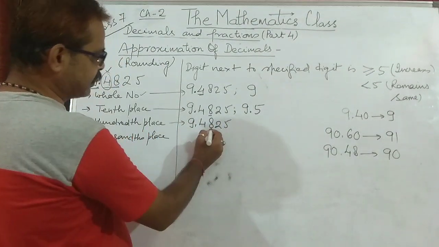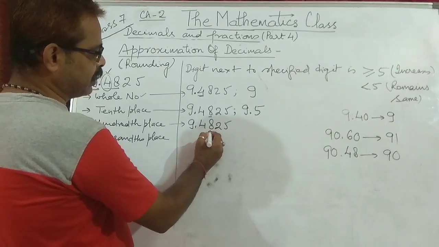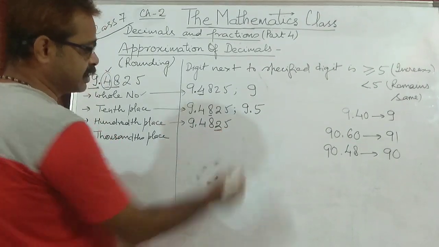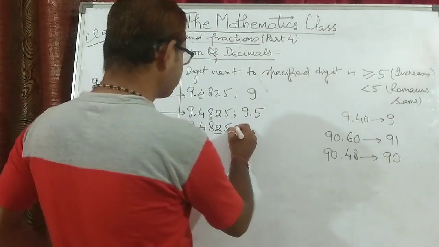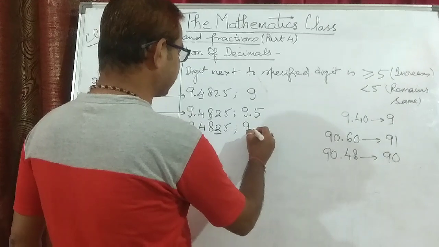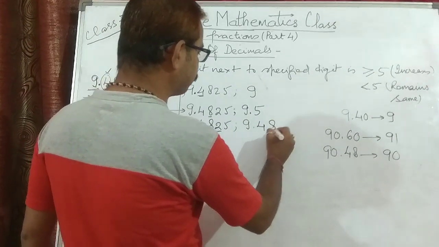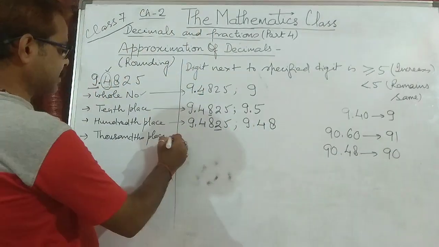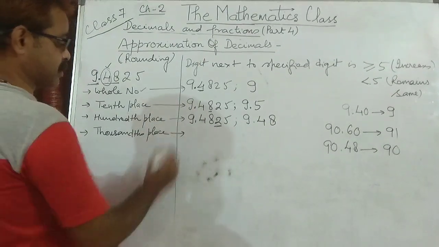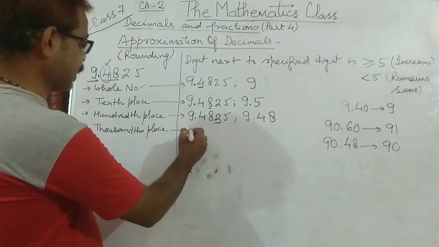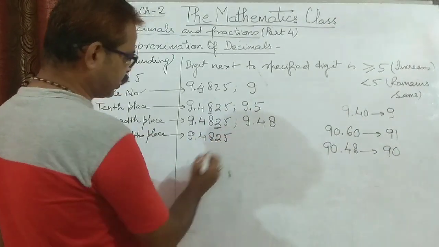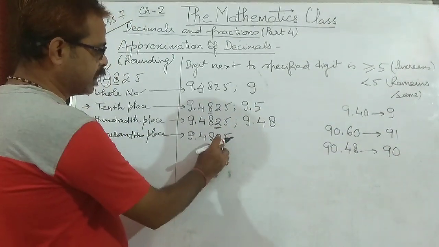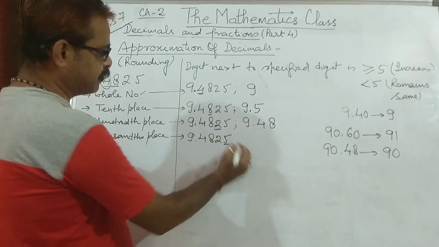Similarly, for the hundredths place, 9.4825. At the hundredths place it is 8. So we will concentrate on the next digit, that is 2. And we know that 2 is less than 5. So this number can be written as 9.48. Next is the thousandths place. In 9.4825, what is there at the thousandths place? 2. It means we need to concentrate on 5.